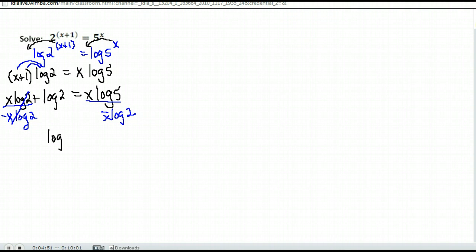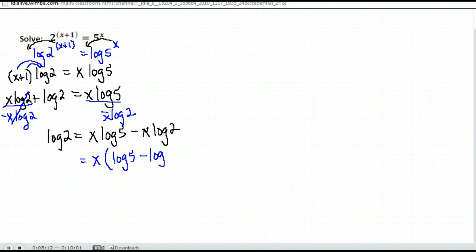Okay, so now I have log 2 equals x times log 5 minus x times log 2. I can go ahead and factor out an x. Now that I've gathered my x's together, I'm going to pull an x out of each term, and I'll have log 5 minus log 2. I want to isolate the x, so I'm going to take that last step. I'm going to divide both sides by log 5 minus log 2 so that the x will be all alone there.